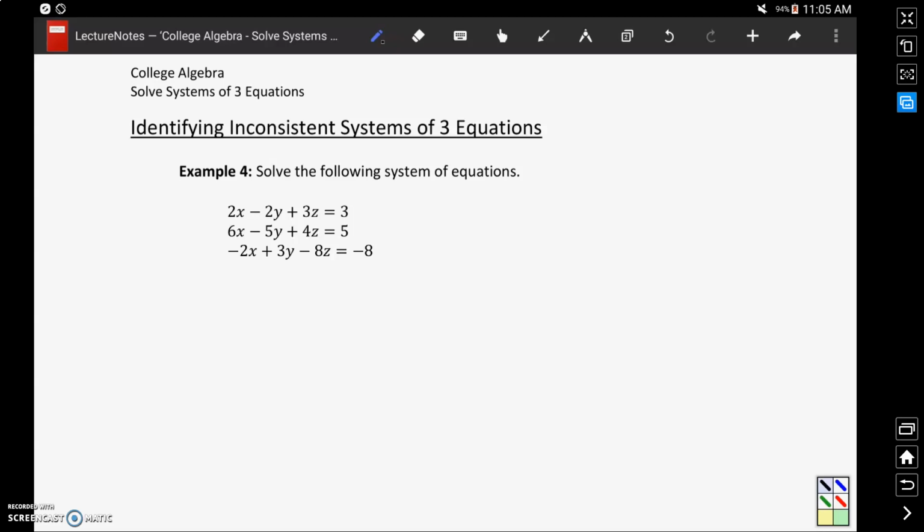When we talked about systems of two equations with two variables, we talked about inconsistent and dependent systems. We want to revisit those ideas and see what they look like, or how we identify them, whenever we're dealing with systems of three equations. Our process starts the same in that we'll choose two equations. In this case, equation 1 and equation 3.